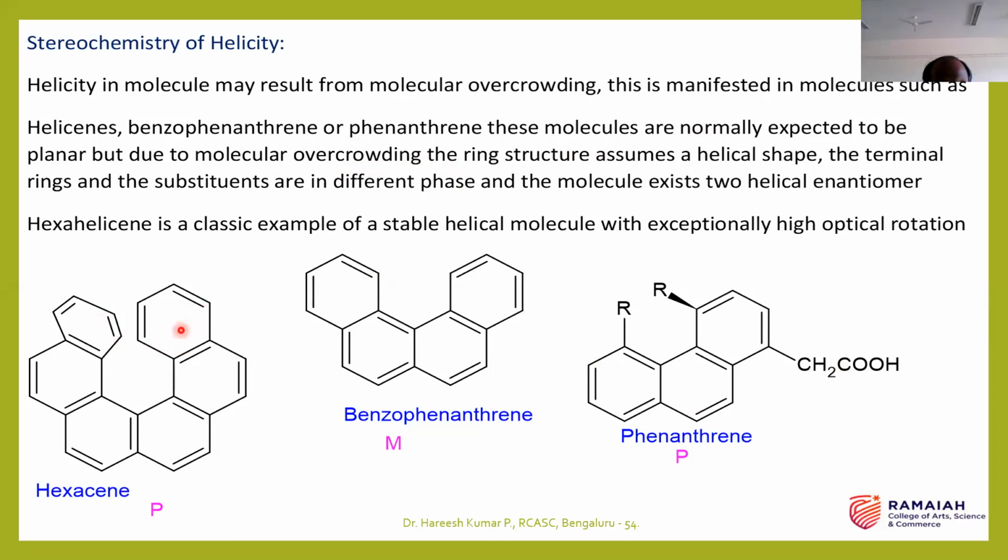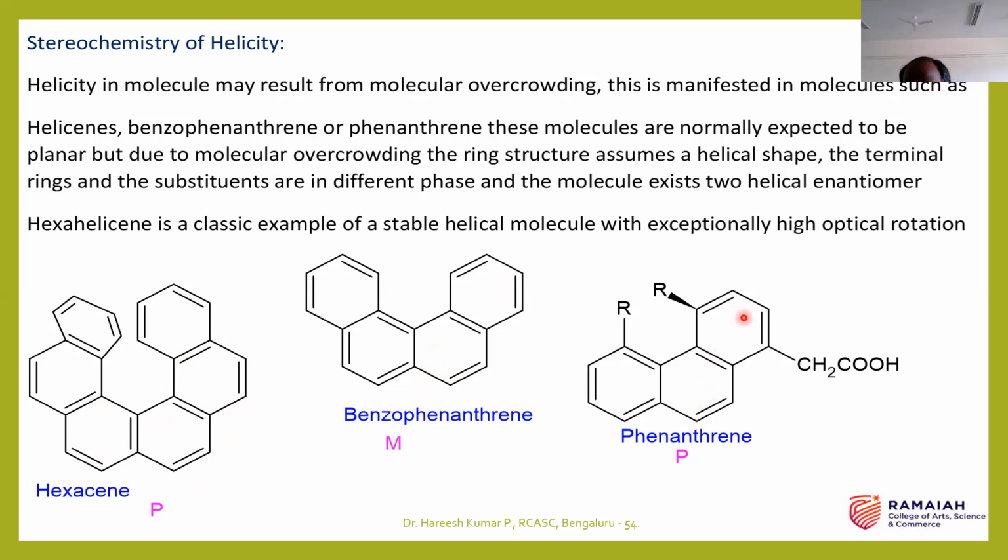So maybe you can observe that a left hand finger rotating in clockwise direction is called P. A right hand finger rotating in anti-clockwise direction is called M. So overall, what you need to remember, P is nothing but R, M is nothing but S. That's what you need to remember. So this moiety exhibits P configuration. This one is M and this one is P.